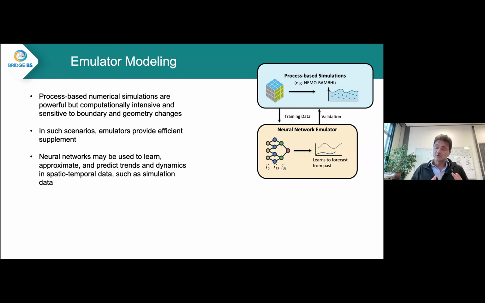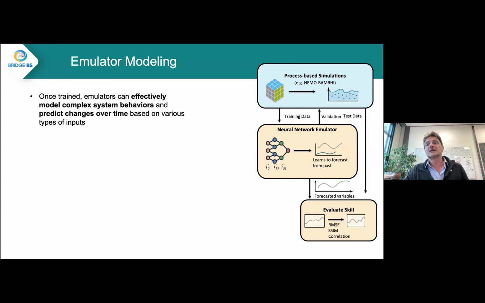So these neural networks are trained on the output of the process-based models, and they are, of course, tuned based on specific metrics of how effective they are in reproducing this complexity, how much they can be trained, or how they can learn the structural dependencies between the different inputs.